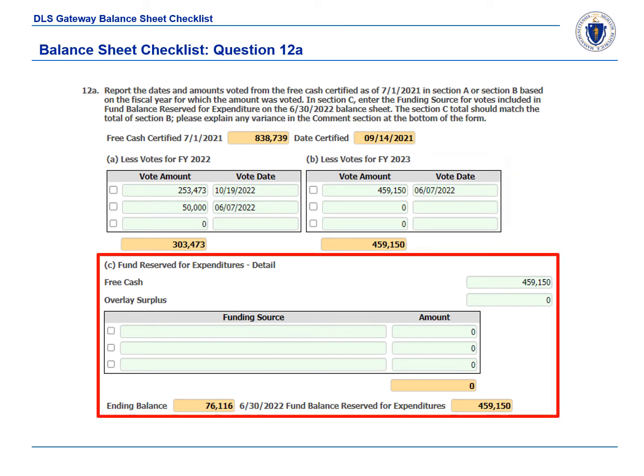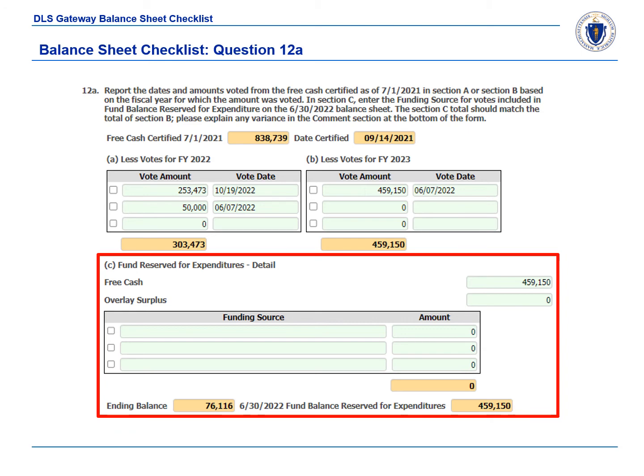In Section C, report the detail of your combined balance sheet fund balance reserved for expenditures. The total of Section C on the balance sheet checklist should equal the total fund balance reserved for expenditure on your combined balance sheet. Report the amount of free cash, overlay surplus, and any other fund that makes up your community's fund balance reserved for expenditure in Part C on the appropriate line. Free cash expended in Part B should agree to the free cash line in Part C. If it does not, please include an explanation.